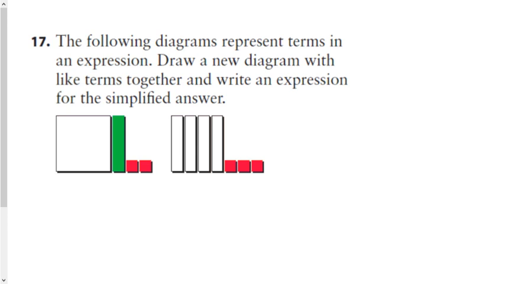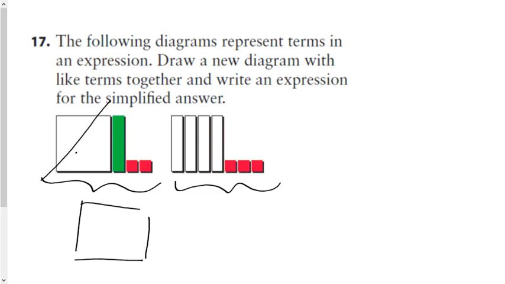Question 17, the following diagrams represent terms in an expression. This looks like a trinomial. And if I look at that, it's a binomial. Draw a new diagram with the like terms together. So, are there any other of these? No, there are not. So it stays by itself. I cross it out. This x and this negative x make a what?